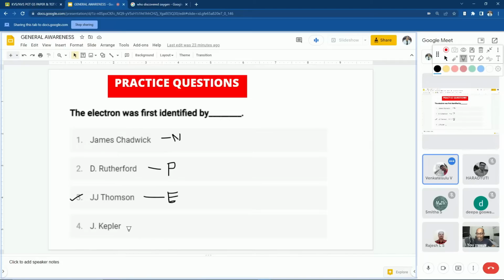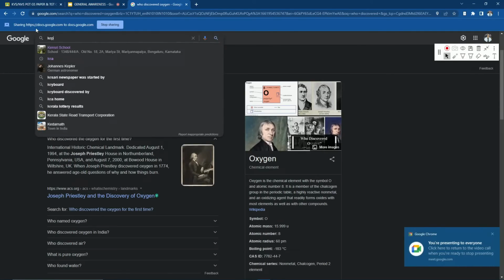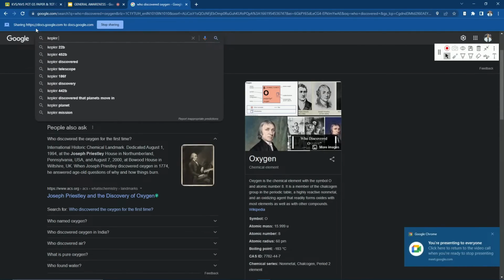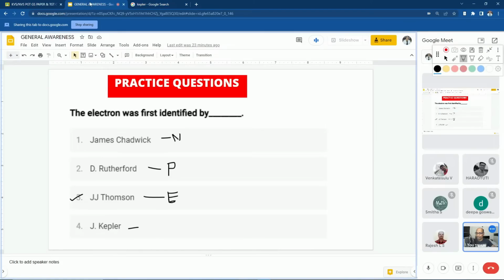Proton, sir. Right. Kepler, with some effect, is there, no? Kepler is known for, he had discovered something. Johannes Kepler. I will check. I am also checking something. So like planetary motion. Kepler, I suppose it is coming.